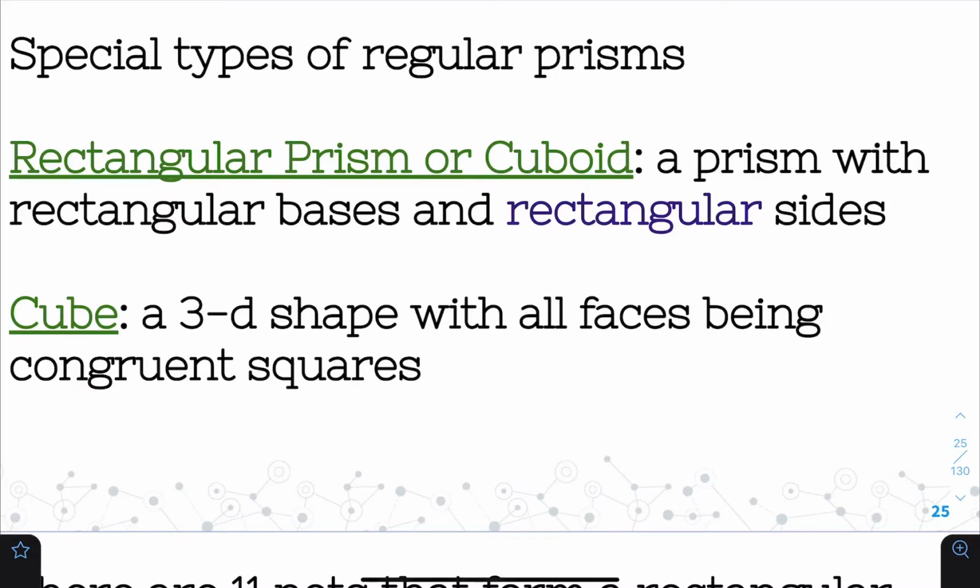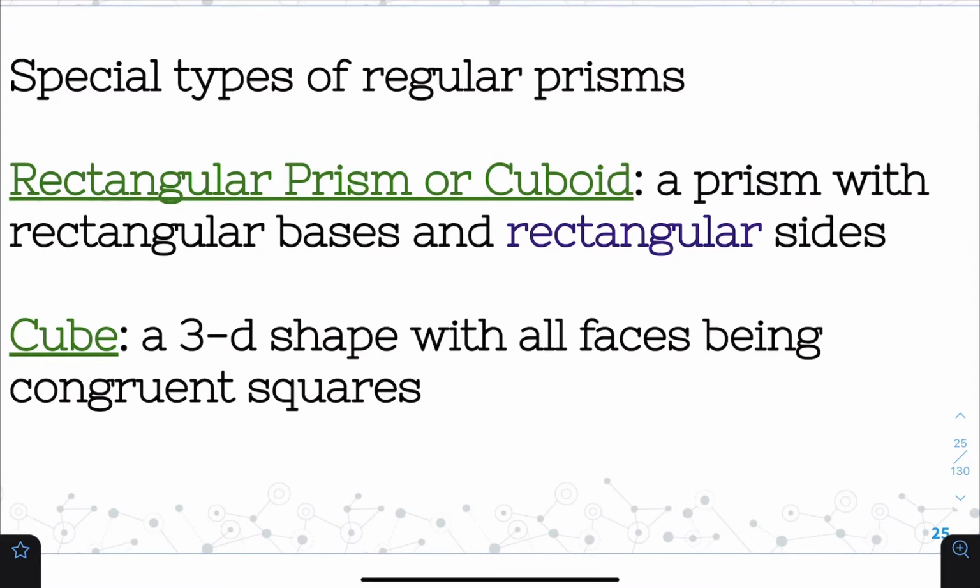Go ahead and pause this video, add the definitions of these 2 special types of rectangular prisms, and come back when you are done.